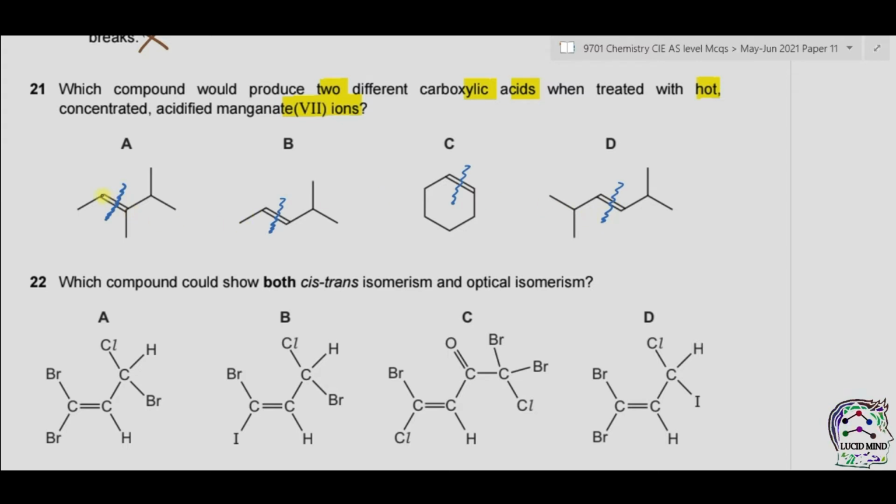The product formed depends upon the type of carbon atom that is involved in the double bond. If the double bonded carbon is attached to two hydrogen atoms, it will form CO2. If the double bonded carbon is attached to an alkyl group and hydrogen, it will form an aldehyde and then further form a carboxylic acid. If the double bonded carbon is attached to two alkyl groups, then it will form a ketone.